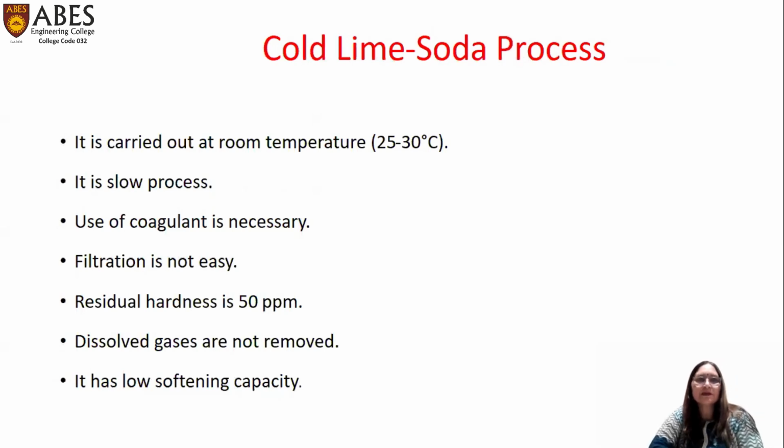Cold lime soda process is done at room temperature. At room temperature, it means that it is a very slow process. For the precipitation, we are using coagulants like alum, sodium aluminate, aluminum sulfate. Filtration is not easy. Residual hardness is up to 50 ppm. Dissolved gases cannot be removed and it has low softening capacity. That is the cold lime soda process.